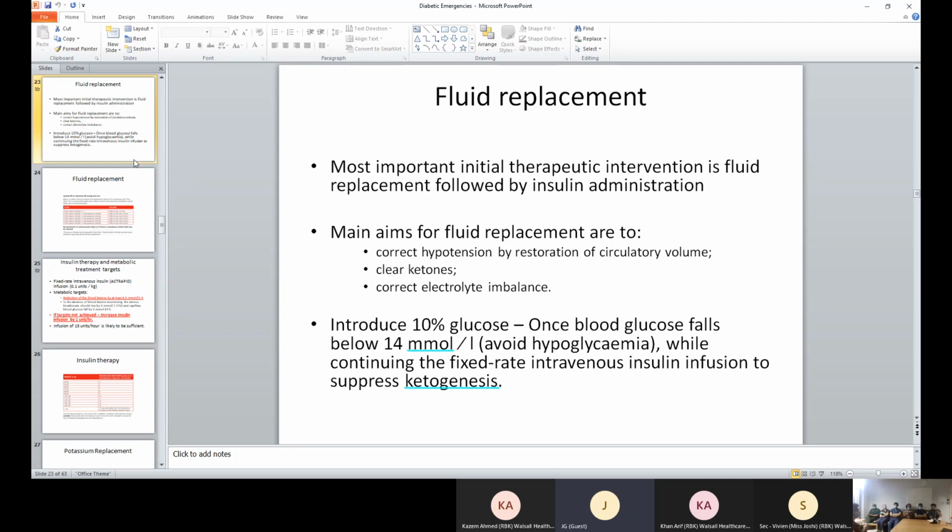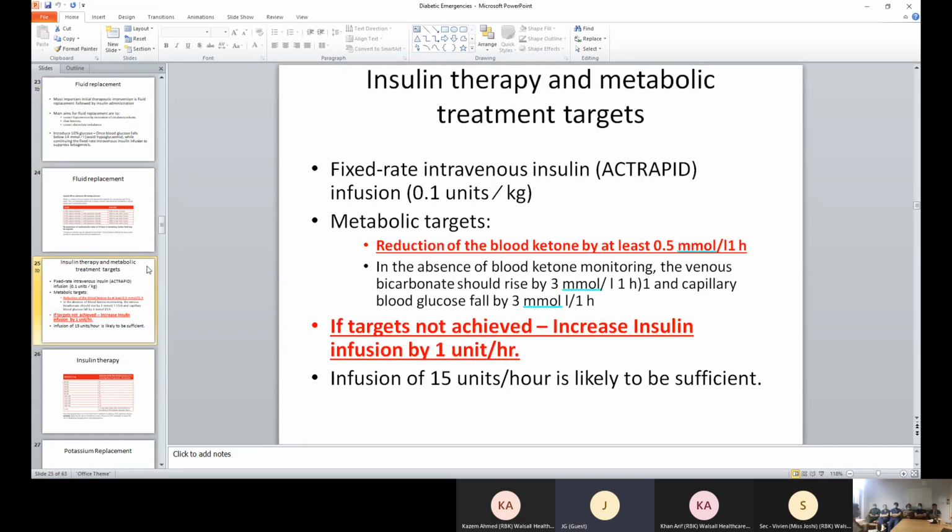Step 4 and then step 5. If the potassium is in the normal range, then step 4 will be the insulin. I think everybody knows, 0.1 unit per kg. And then the target, I have highlighted it in red. The metabolic response that I'm expecting is the blood ketone reducing by 0.5 millimole per hour. That is the metabolic response I'm expecting.